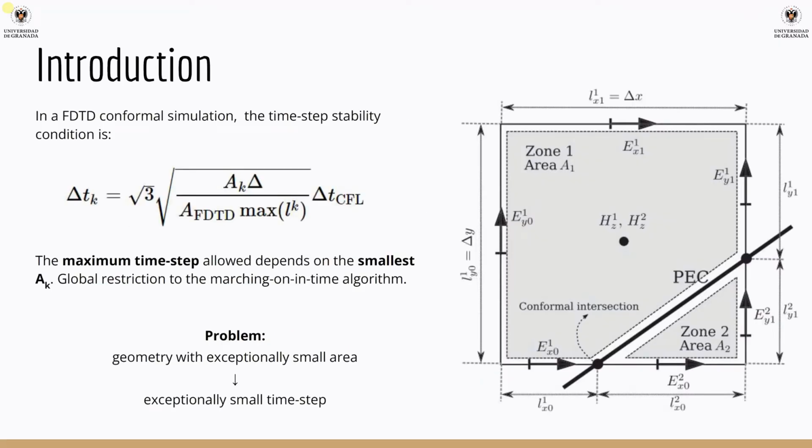In an FDTD simulation, we face the following problem: the time stability condition sets that the maximum time step allowed for the simulation depends on the smallest area on the FDTD cell. This might pose a huge efficiency problem, since if we have a geometry with a very small area, this means we are going to have to use a very small time step.